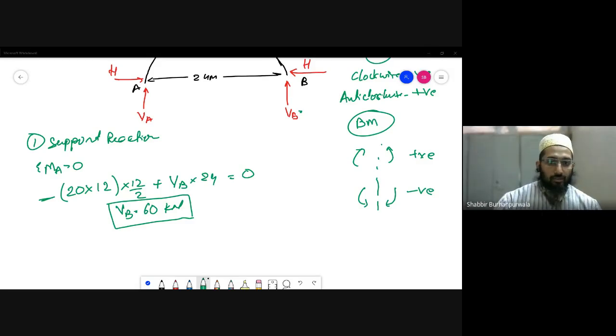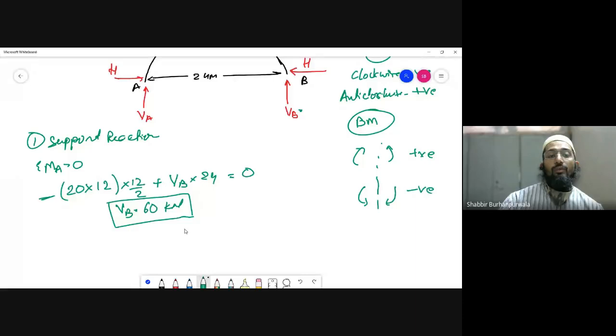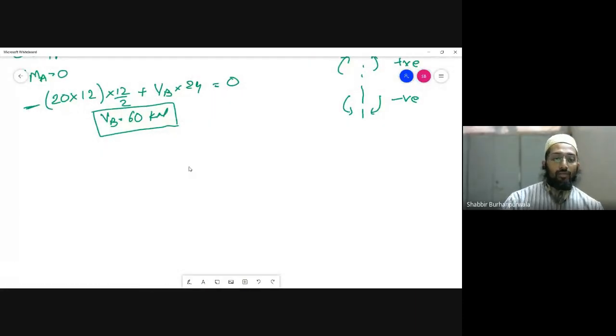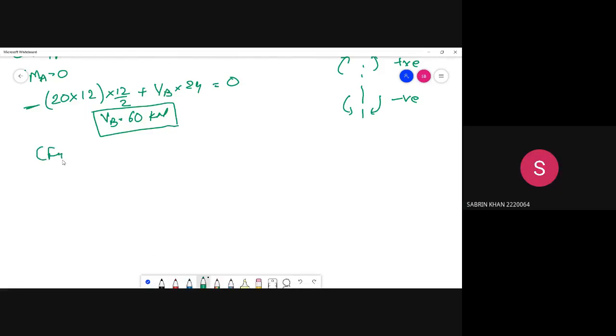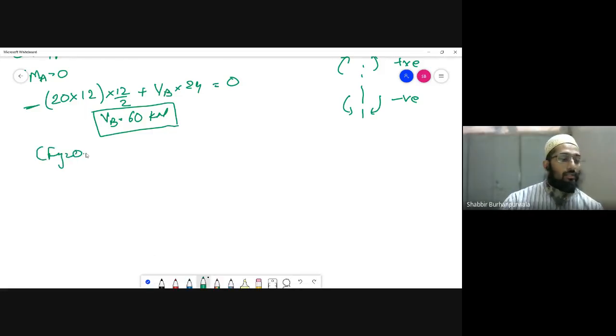Sorry guys, let us continue. We have determined the value of VB. After determining the value of VB, we can go for summation Fy equals 0. Yes, say.